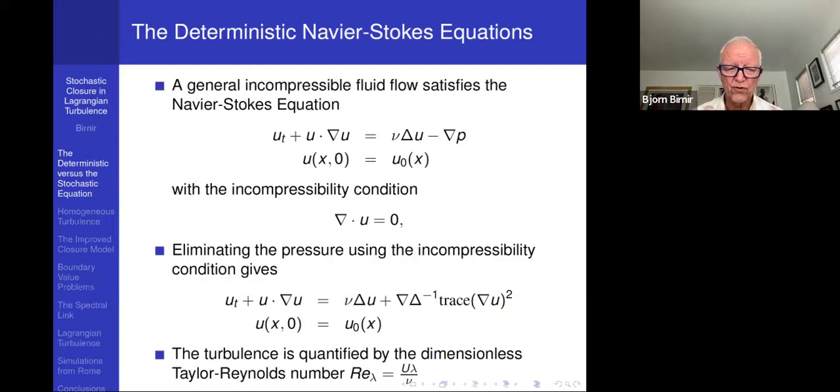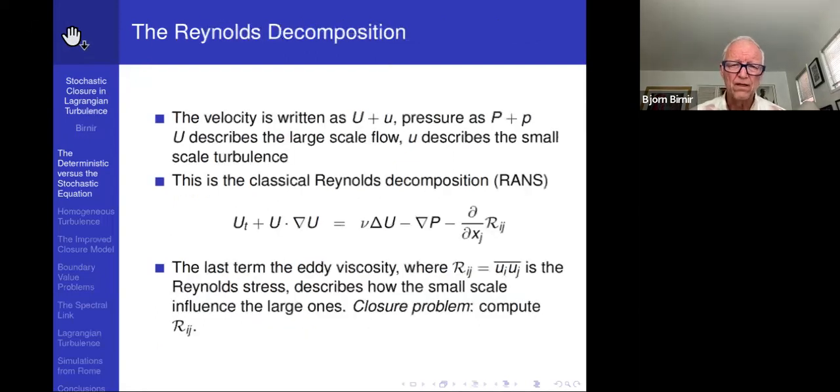And the turbulence is quantified by the dimensionless Taylor-Reynolds number, which is a typical velocity in the flow, times the correlation length lambda, divided by the kinematic viscosity. I'm going to be talking about the situation where the Reynolds number is fairly large. So I'm not going to be talking too much about the transition to turbulence, but we assume that the flow is already fairly turbulent because we have a large Reynolds number.